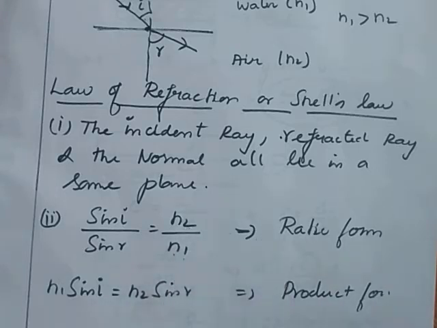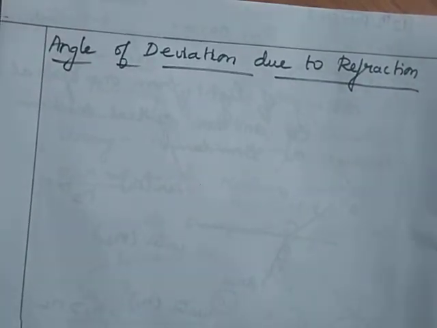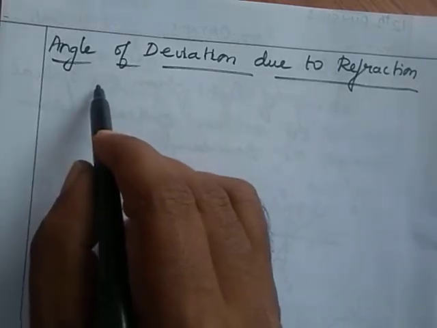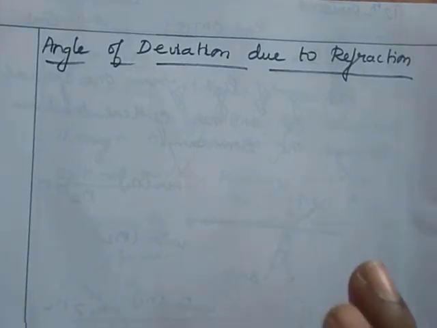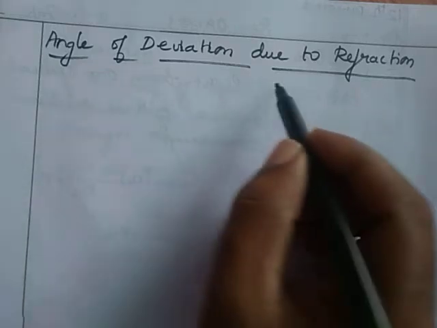Then our next topic is angle of deviation due to refraction. Here angle of deviation is the angle between the incident ray and the deviated light ray, whatever we discussed in the reflection phenomena. See, angle of deviation.